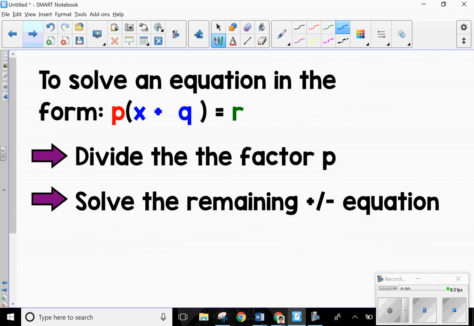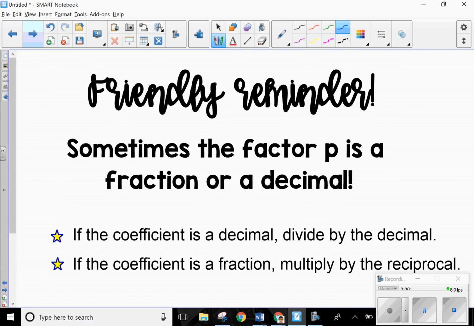To solve the equation in the form p times a quantity x plus q equals r, the first thing we have to do is divide by the factor p. Then we're going to solve the remaining addition or subtraction equation. Friendly reminder, sometimes the factor p is a fraction or a decimal. If the coefficient is a decimal, we simply divide by the decimal. But if the coefficient is a fraction, we know that we have to multiply by the reciprocal.